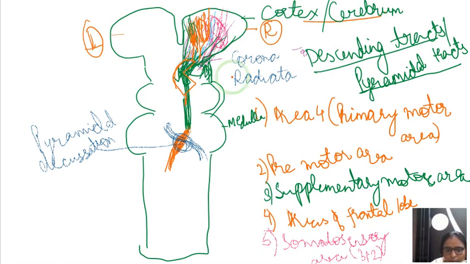See, 80% of the fibers are crossed from both sides. 80% of fibers are crossed, but the remaining 20% will not cross and will descend on the same side. Fine, these are your 20% fibers.